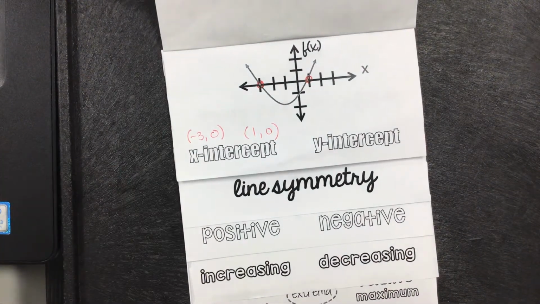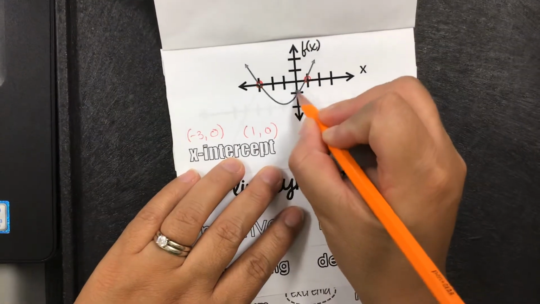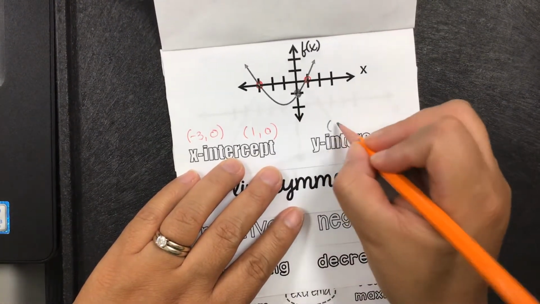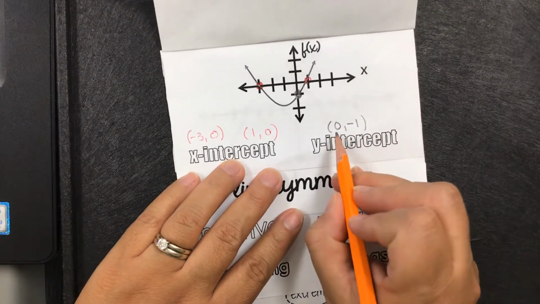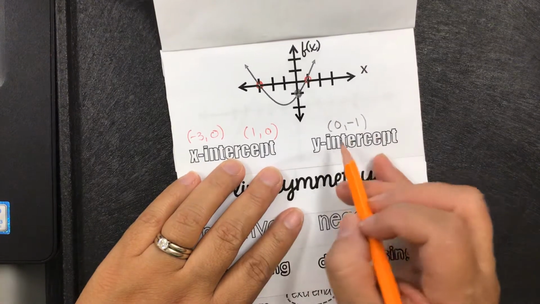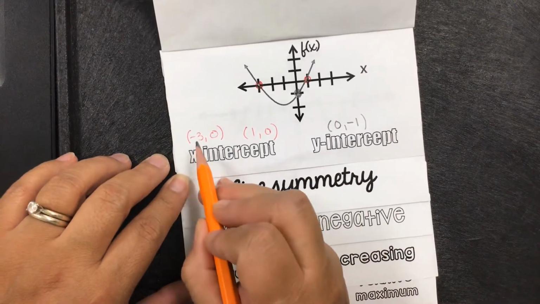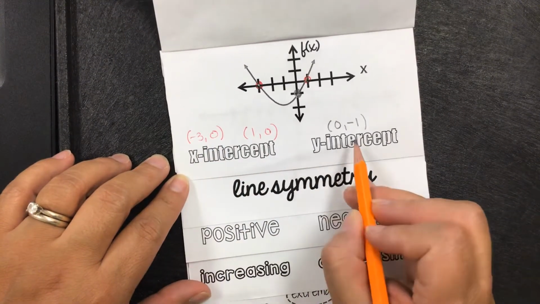The y-intercept is where it crosses the y-axis, right here. And we're going to write this one as 0, negative 1. The x value will always be 0 on the y-intercept. So the way I like to remember is that if I'm looking for an x-intercept, I have an x value. If I'm looking for a y-intercept, I have a y value.